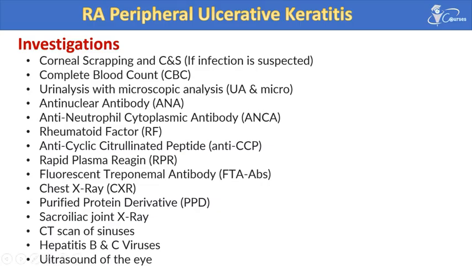Okay, so you may find something weird here: ultrasound of the eye. Why would we do ultrasound of the eye? We do it if the patient has associated scleritis, to exclude posterior scleritis with the T sign, as we are going to discuss in scleritis. This is a dangerous sign, a serious association that can affect the vision.